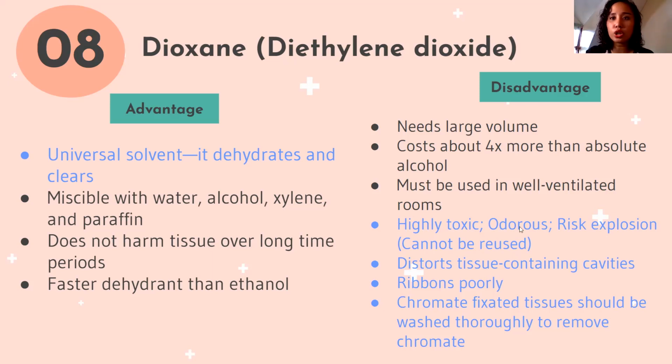It distorts tissue-containing cavities like the lungs. Yan, yung mga butas-butas. It distorts when it has cavities. It rebonds poorly. I'll show you what a ribbon is. And class, if you use chromate fixatives, you should wash it thoroughly if you're going to use dioxane.